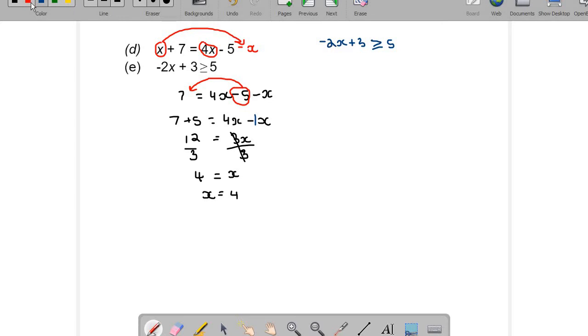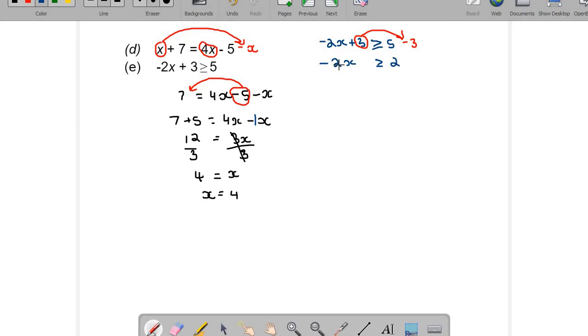Like I said, I recommend that you get rid of your constants first. So I'm going to get rid of this 3 by bringing it over to the other side of my inequality. And we're going to be left with negative 2x on this side. Remember, 3 is no longer on this side, so we're not going to rewrite that. On this side, we have 5 minus 3, and we know that's going to give us 2.